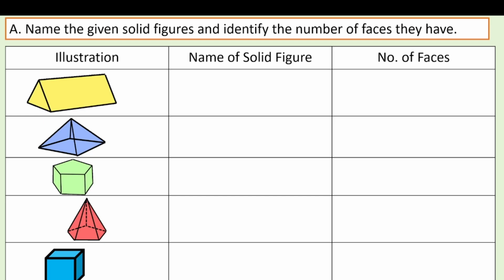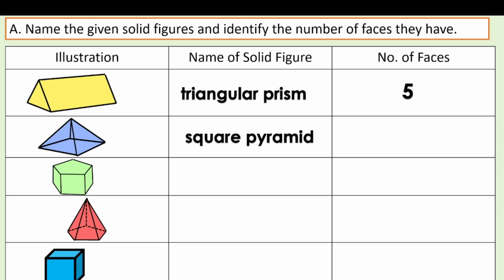Day 4. Name the given solid figures and identify the number of faces they have. Number 1. Name of solid figure. Triangular prism. Number of faces, 5. Number 2. Name of solid figure. Square pyramid. Number of faces, 5.